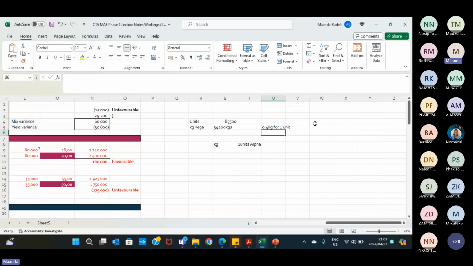So if I now produce 8,500 units and I want to know the kgs that I need, then I will just multiply this by the 0.4 and I'll get the total number of kgs. Then you can do the cross multiplication of saying 1 kg to 1 unit, then you divide, then you get the amount. I'm not sure if I'm explaining it right. Are you fine?